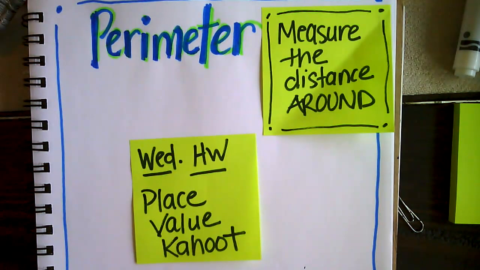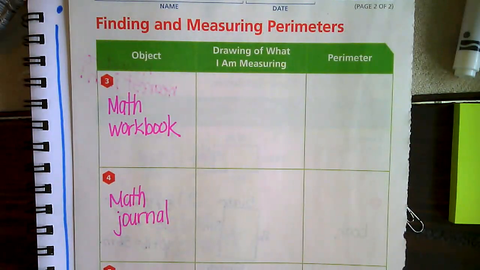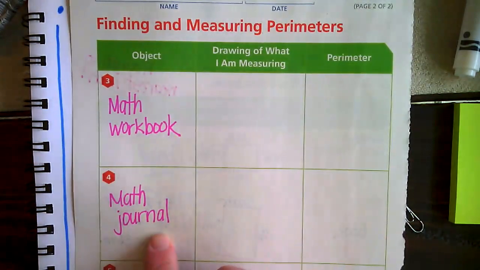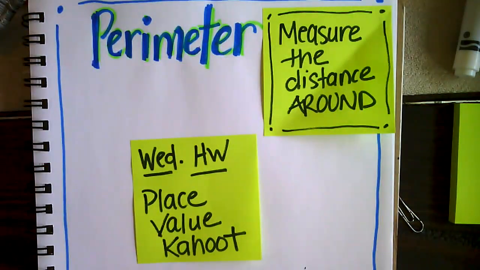And tomorrow we'll do a little bit more work with perimeter. So your work today is to practice with the place value Kahoot after you've done 2 perimeter practice pages, workbook and journal. Measure all the sides, add them all up to find the perimeter. Good luck with that, and tomorrow we'll practice some more.